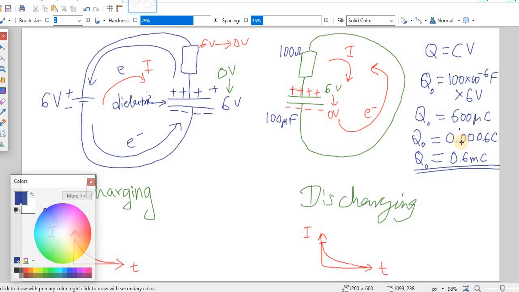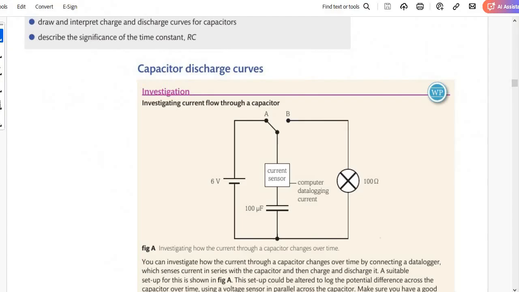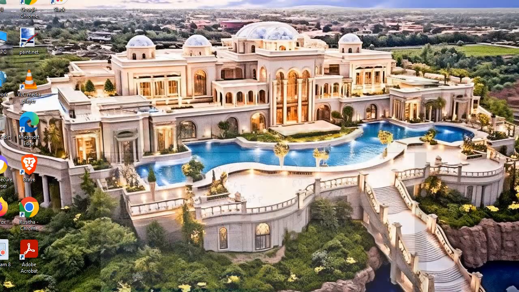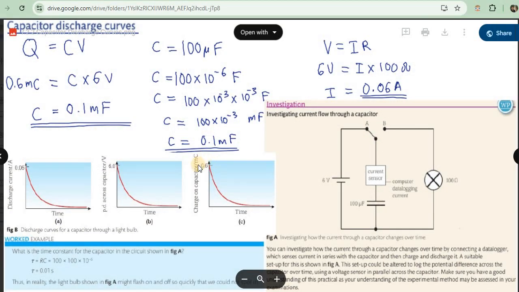So we can convert this to coulombs. It's 0.0006 coulombs, and if you convert it to millicoulombs, it will be 0.6 millicoulombs. So you see the initial charge is 0.6 millicoulombs, and that is what is shown over here.